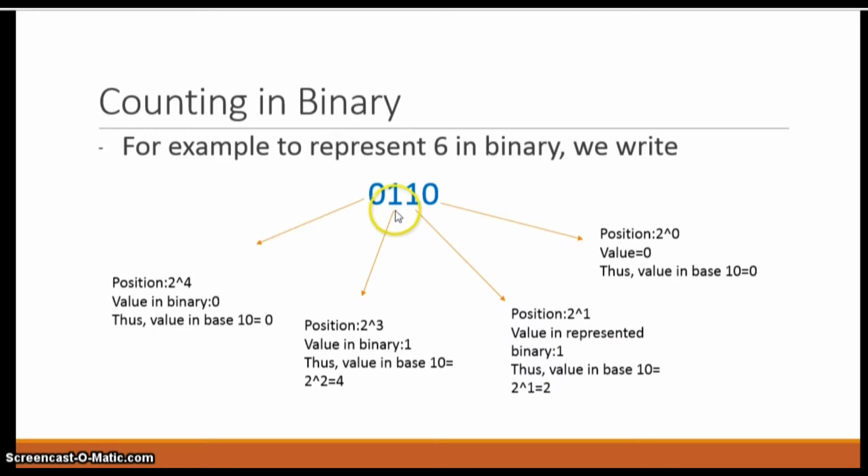Next we also have another 1 in the position of 2 to the power of 2. The value in binary is 1. Thus in the base of 10 it is 2 to the power of 2, which is equal to 4. If you add the 4 to the previous sum of 2, you have 6. So far the sum is 6. Next we have the position of 2 to the power of 3. The value in binary is 0, so the value in the base of 10 is also 0. So altogether we have the total sum of 6. So in conclusion, 0, 1, 1, 0 represents 6 in base 10.